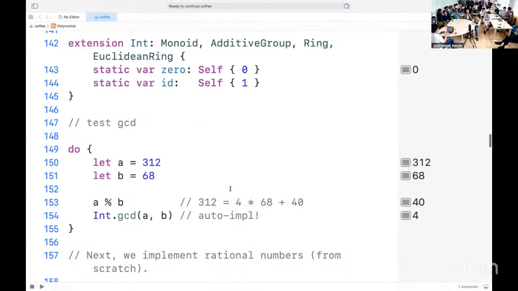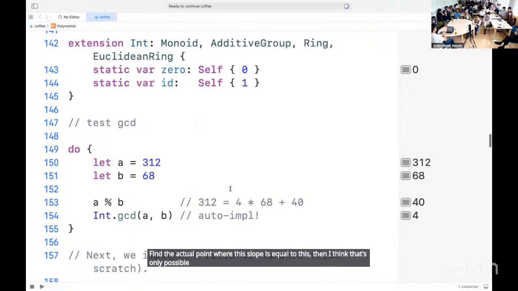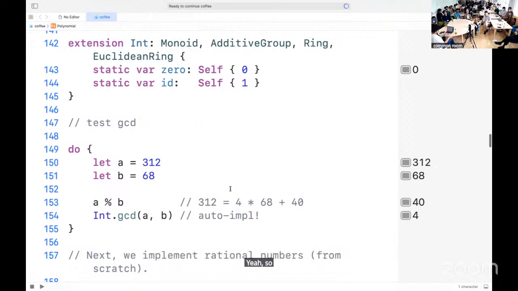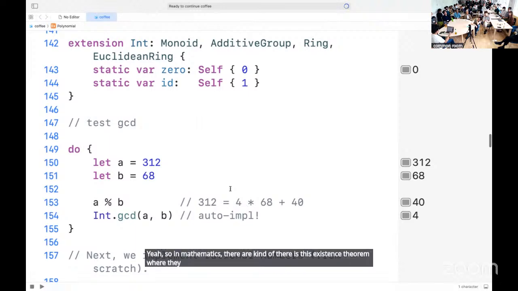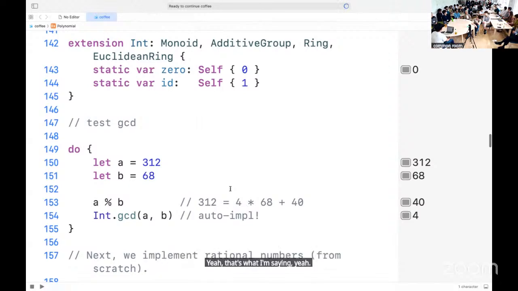But for example, if you want to write a program that finds the actual point where this slope is equal to this, then I think that's only possible in an approximate way. So how is the approximation? Yeah. So in mathematics, there is this existence theorem where they only state the existence but not the actual solution. Find it. Yeah. That's been always my frustration with math.